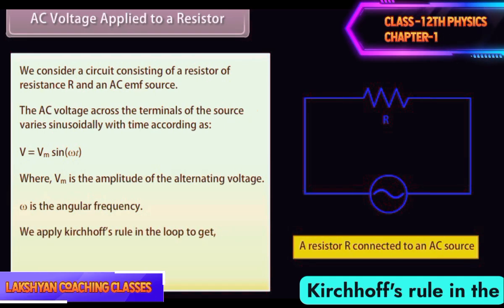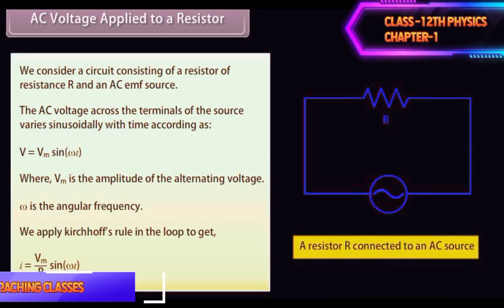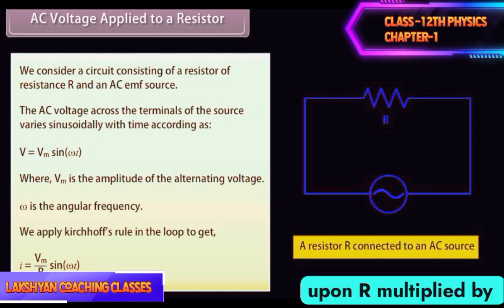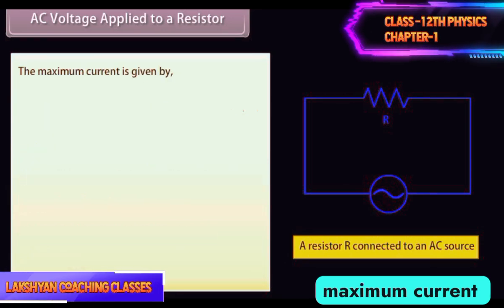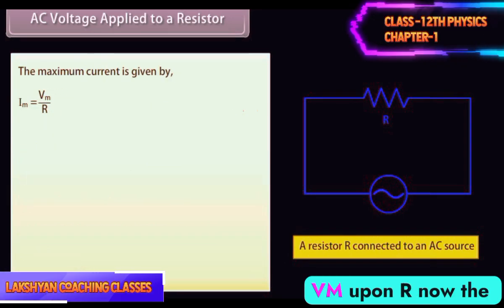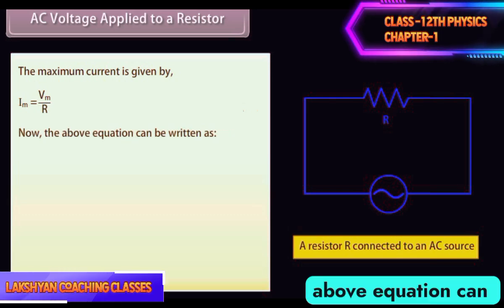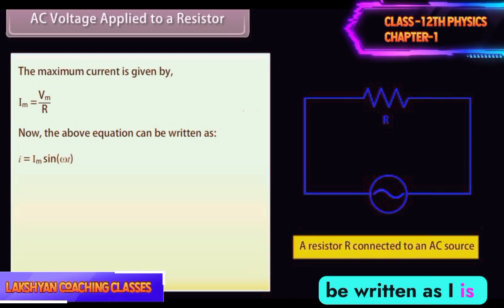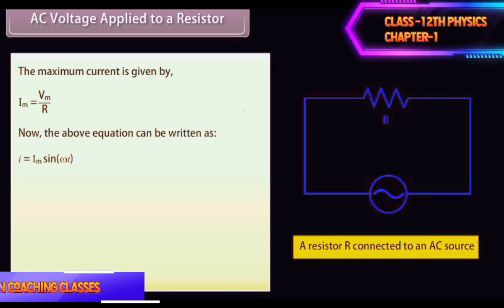We apply Kirchhoff's rule in the loop to get I = (Vm/R) sin ωt. The maximum current is given by Im = Vm/R. Now, the above equation can be written as I = Im sin ωt.